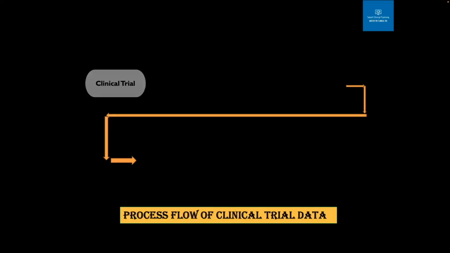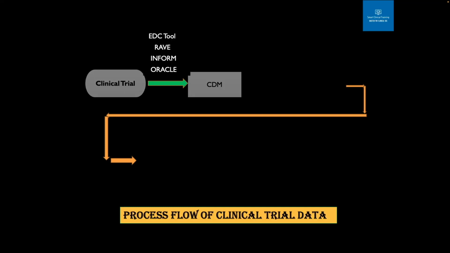Let's understand the process flow of clinical trial data. Somewhere a clinical trial is happening. This is the process flow of clinical trial data. So a clinical trial is happening, how would the data flow? It's not that a clinical trial is happening and we will directly get the data for our data analysis. When we work in SDTM or in ADaM or in TLF, there is a certain process flow through which data would come. Clinical trial is happening, data would come through an EDC tool.